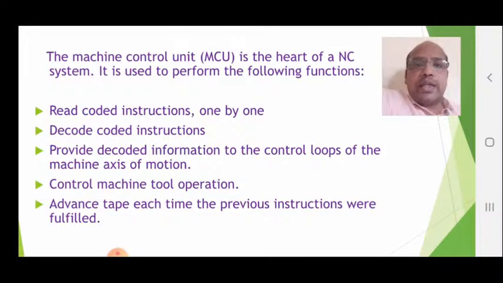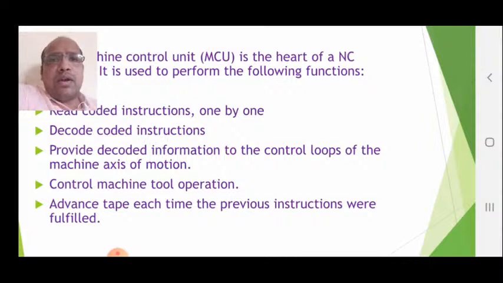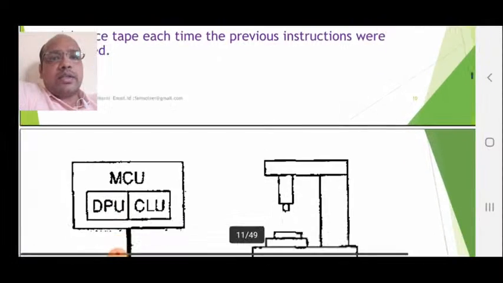It decodes coded instructions. It provides decoded information to control loops of the machine axis of motion. It also controls machine tool operations, and there are some advanced tapes which are used to repeat a punched tape again and again, so that the part program will be repeated again and again. Also there are some codes used in a part program to repeat a part program whenever you manufacture a component. Let us see the next slide.